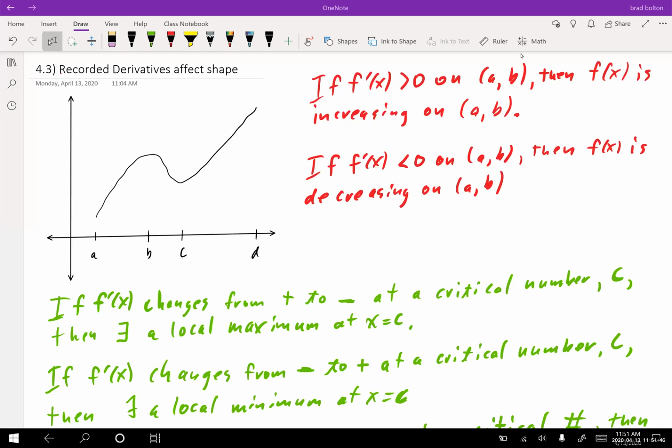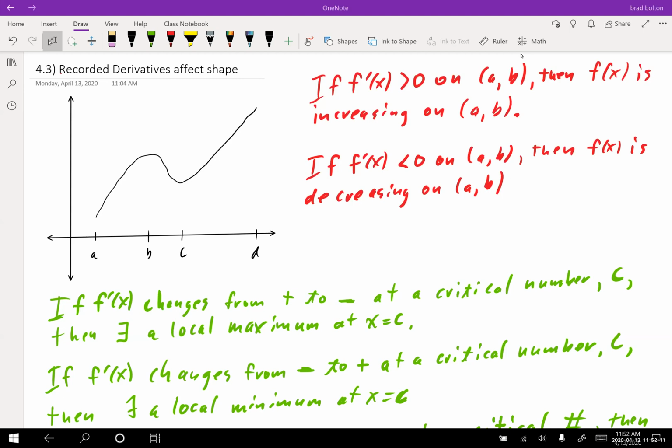Okay, for chapter 4.3, we're going to be talking about how derivatives affect the shape of the graph. So I have a little graph drawn here just so we can talk about it. And in red, I have: if f prime of x is greater than 0 on AB, then f of x is increasing on AB. And if f prime of x is less than 0 on AB, then f of x is decreasing on AB.